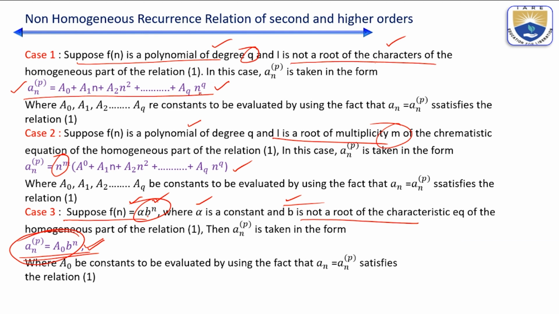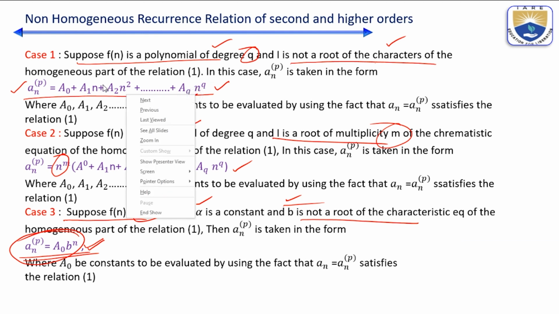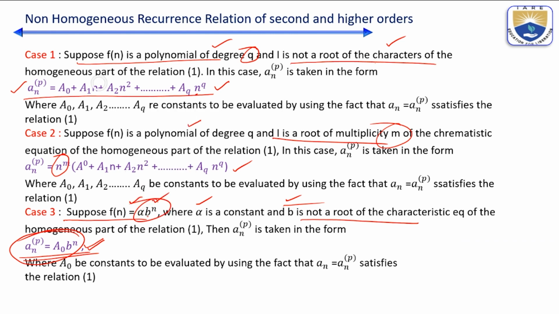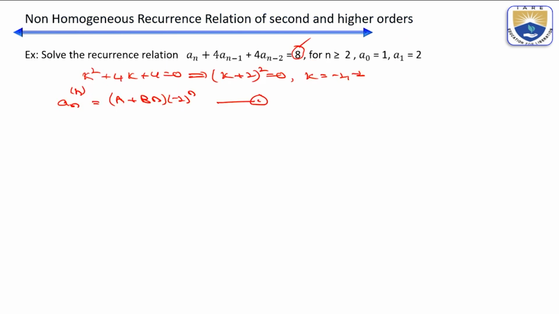If it is a polynomial of degree q, we consider terms up to here. If it is a polynomial of degree 1, up to here we have to consider. If it is degree 2, up to here, like that. So if it is a polynomial of degree 0, we consider up to here only. Polynomial of degree 3 up to here, polynomial of degree q up to here. So here it is a polynomial of degree 0.